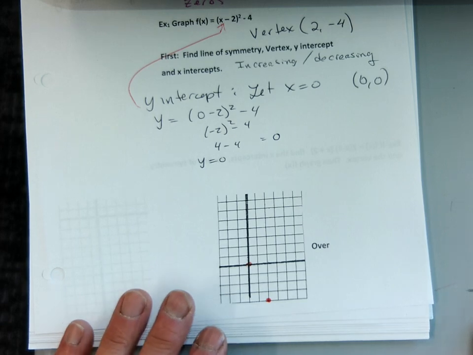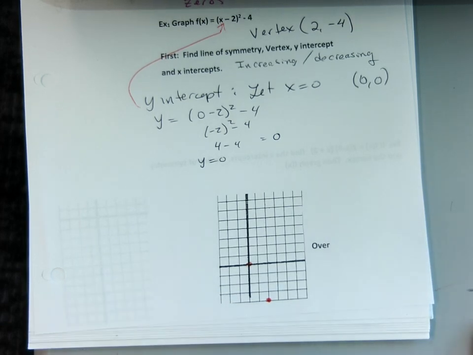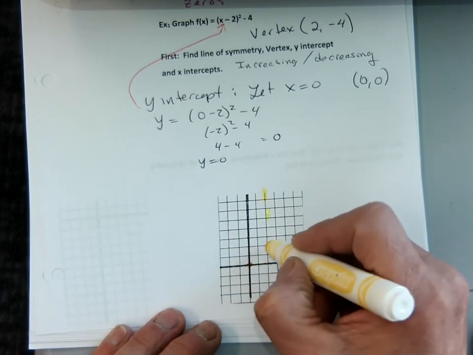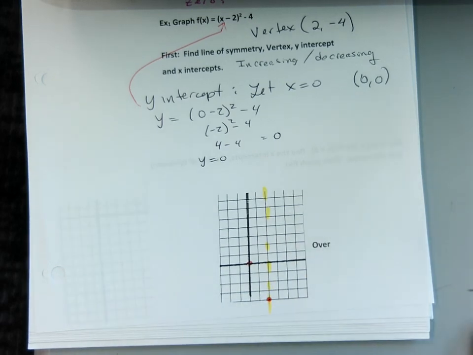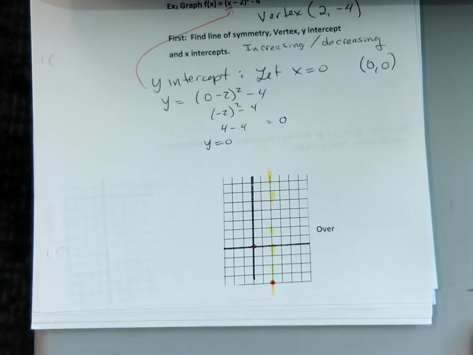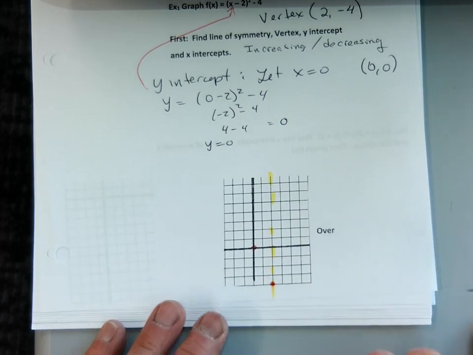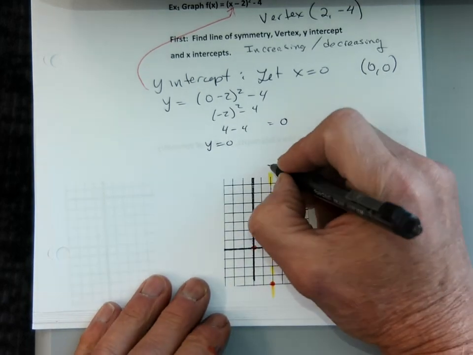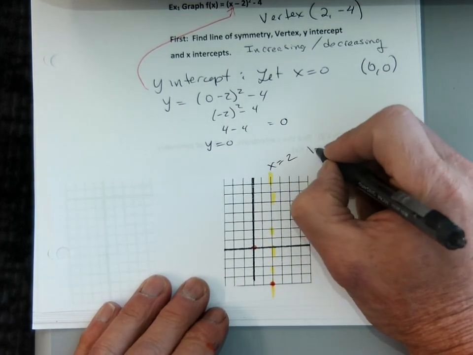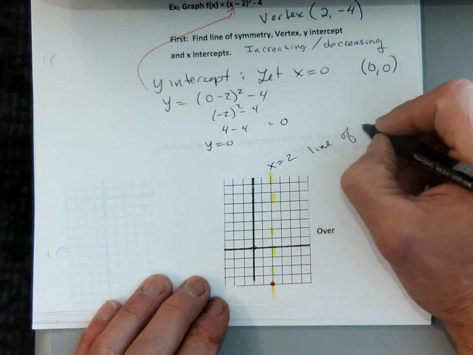Now, I know there's a line of symmetry. And the line of symmetry absolutely has to go through the vertex. Everybody agree? Thumbs up? Has to go through the vertex, right? So this line of symmetry is x equals 2. There's my line of symmetry.